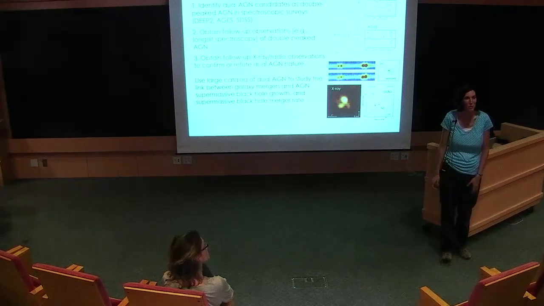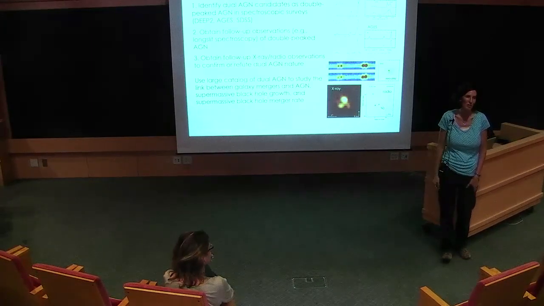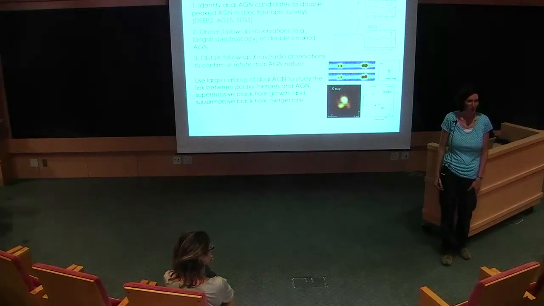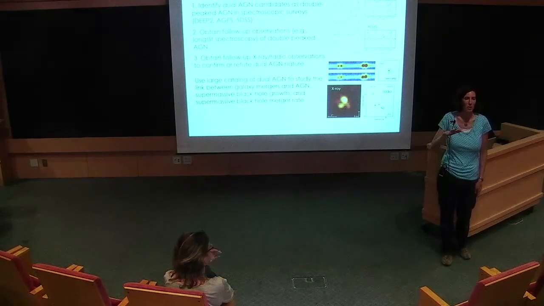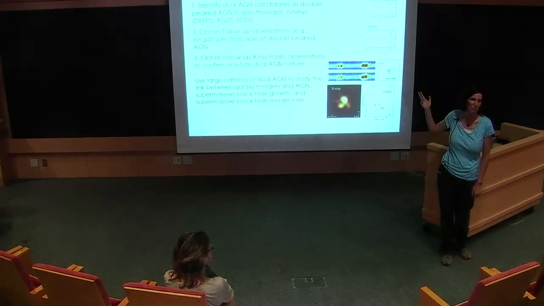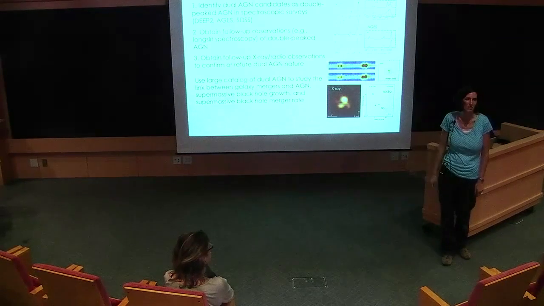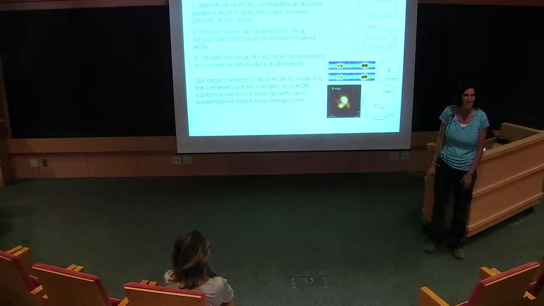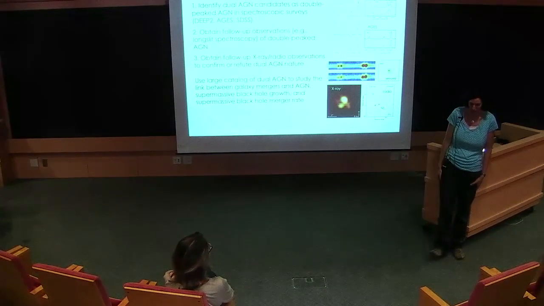Yes, there are some double peaked broadline ones as well. Double peaked O3, but they do have broad lines. Double peaked O3 and double peaked broadlines, yeah. So the Sloan sample is mostly type 2 AGN, but there are some type 1 as well. What fraction, do you know? It's small. So there's 340, so maybe 10%.